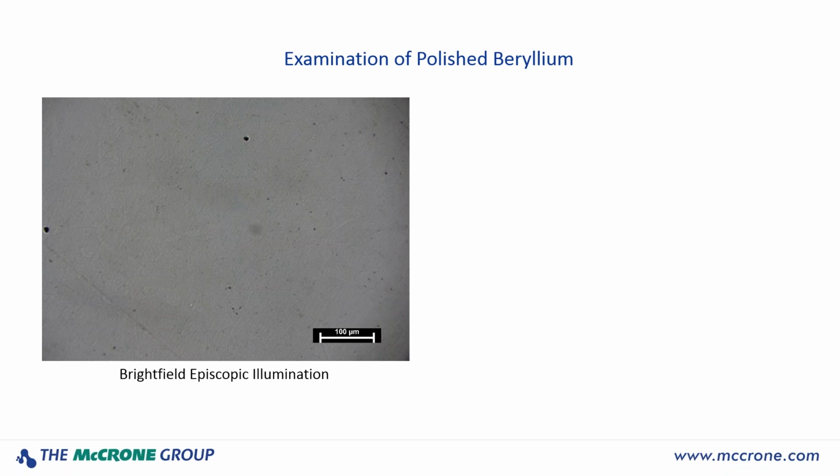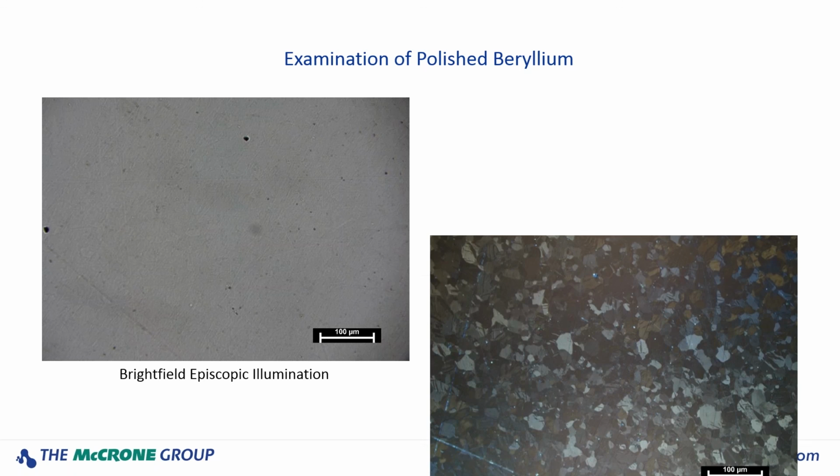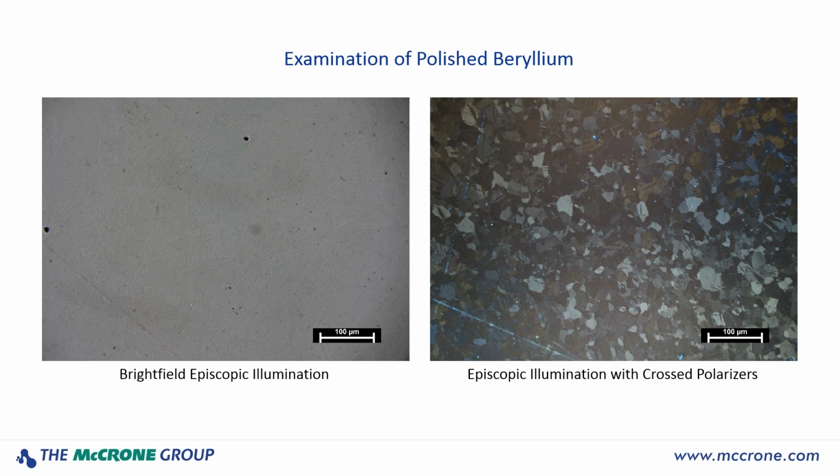Here's an examination of some polished beryllium metal. With normal bright field episcopic illumination, pretty featureless. Not much to see there. It's very reflective. Even turning down the intensity of the illumination to darken it a lot more, you can see very little material there. But if we cross the polarizers, now we can see the grain structure of the beryllium.